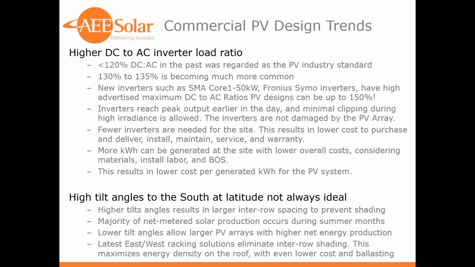And since we can get more modules with the smaller inner row shading, we can definitely increase the size of the arrays and produce more power. So lower tilt angles do allow the PV arrays higher net energy production over the year. And if you consider an east-west racking solution, we almost completely eliminate all inner row shading and get the maximum density of modules up on the roof. This also results in much lower cost racking and lower ballasting requirements, which also can be a concern.